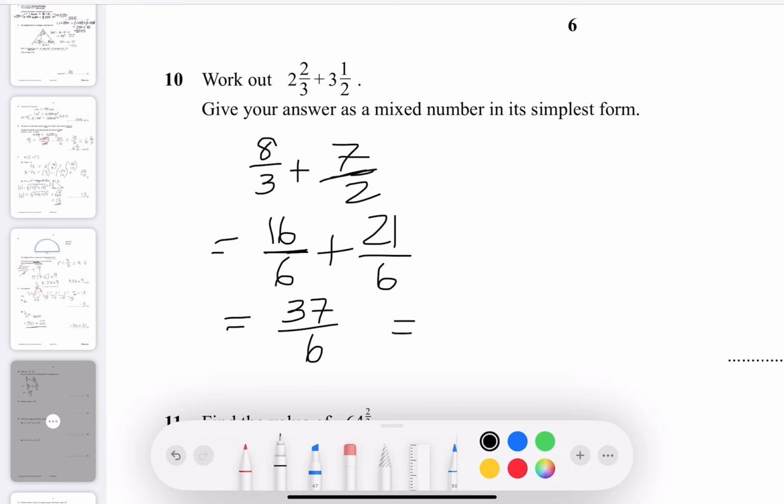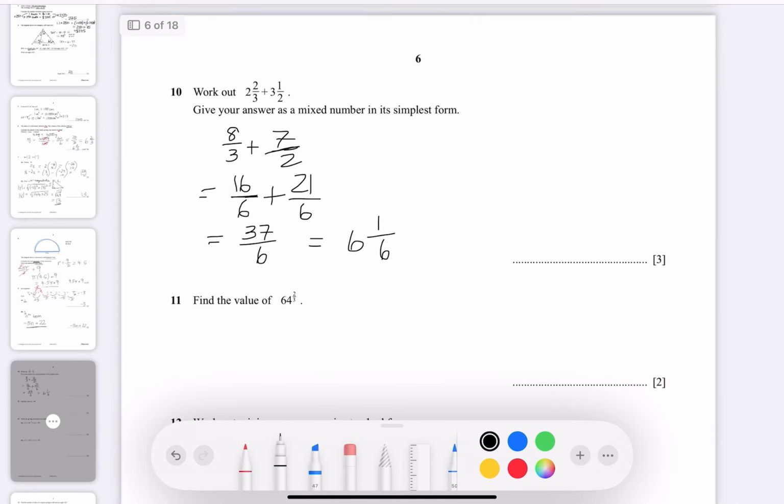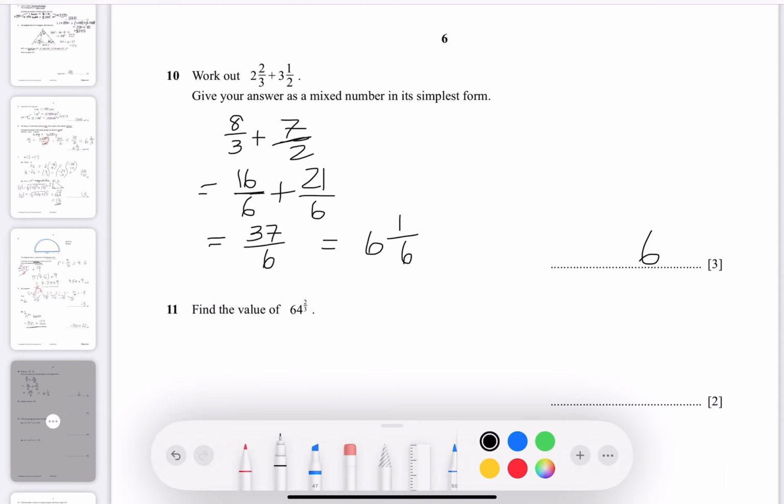Which gives us 6 and 1/6 as a mixed number, because 6 times 6 is 36 with a 1 remainder. So that's our answer, 6 and 1/6.